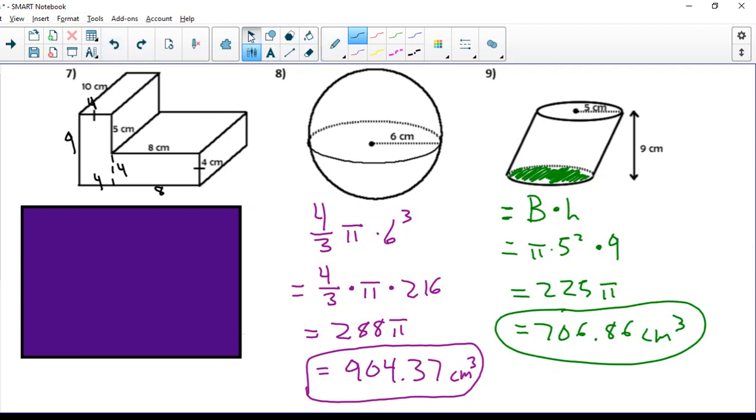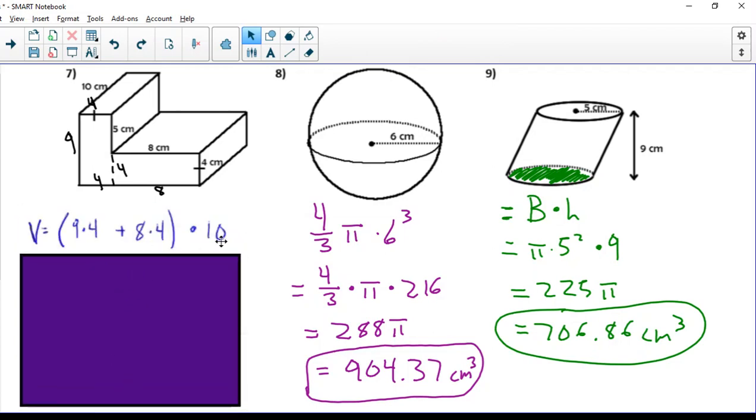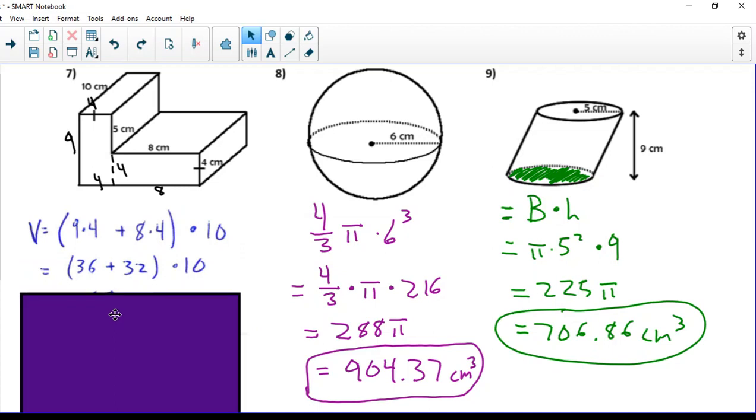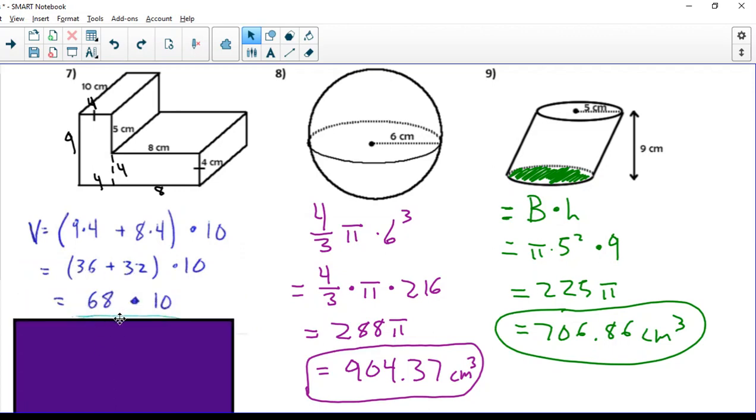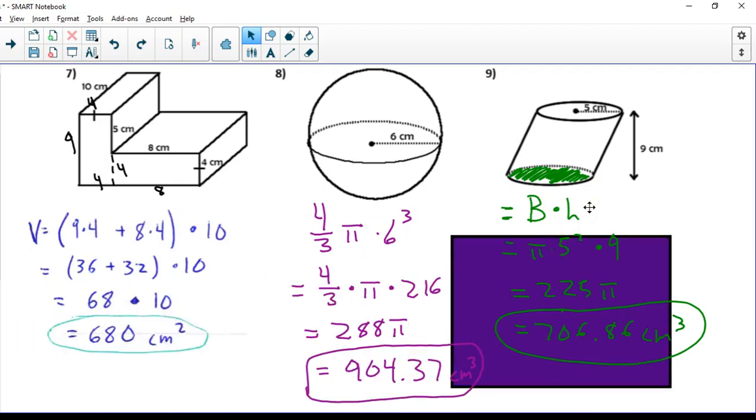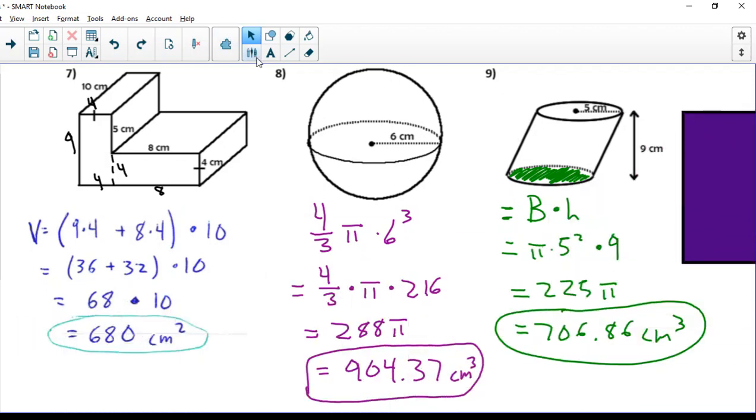All right, so what I did, again, I just used my base times height formula. So the base of this rectangle is 9 times 4. The base of this rectangle is 8 times 4. And if I just add those together, I got 36 and 32. If I add those together, I get 68 times the height was 10. So I'm doing 68 times 10 is 680, and this should be cubic centimeters. I don't know why I wrote it 2. Here we go. It should be cubic centimeters.